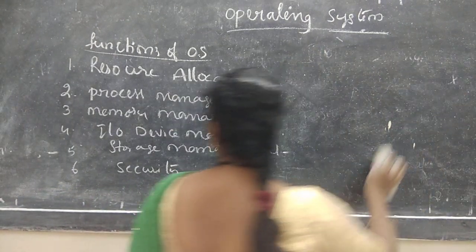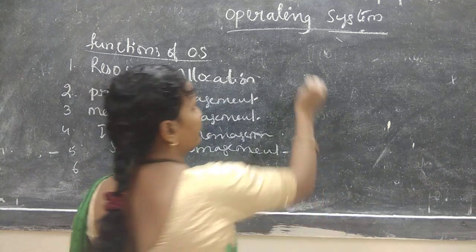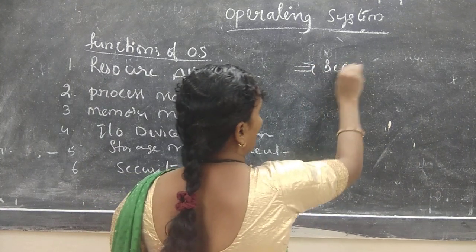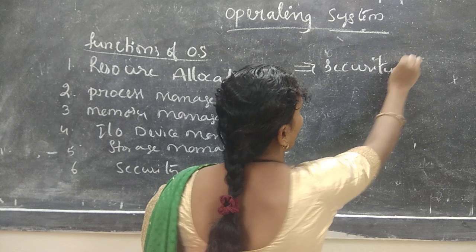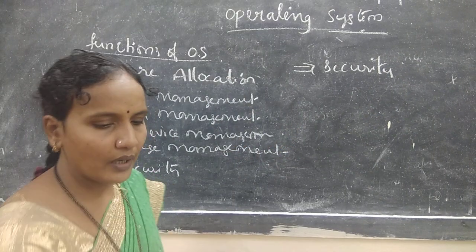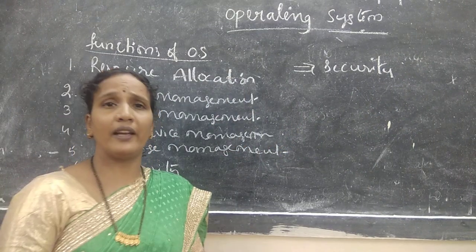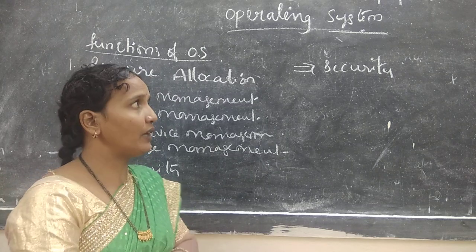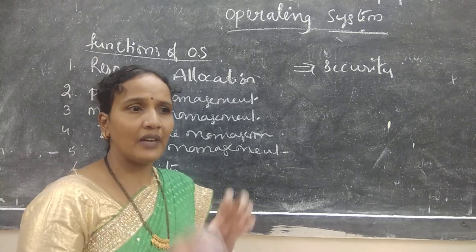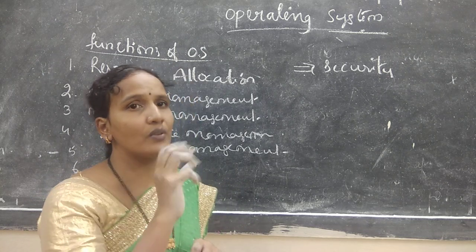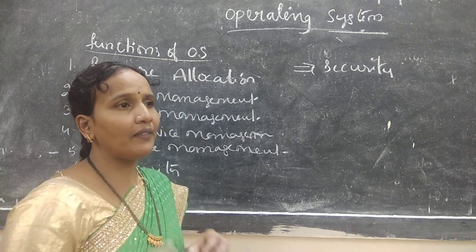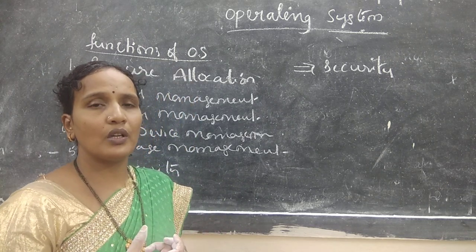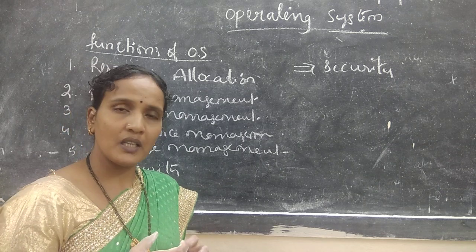Now the next one is security. For example, how will you give security to your mobile? By using a pattern or a password. Similarly, when you switch on your system, it will ask you to enter a username and password. Why are we giving a username and password? To ensure our data is protected.